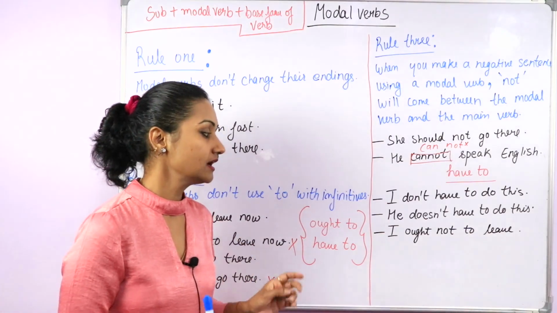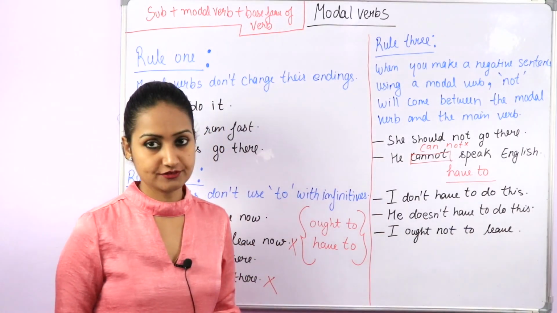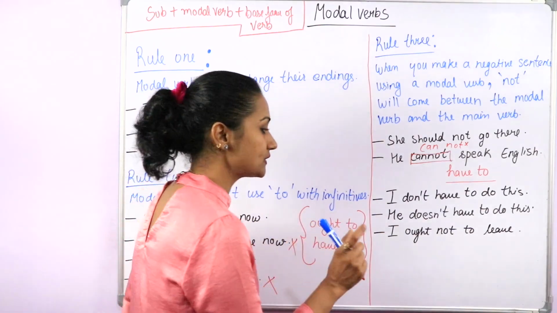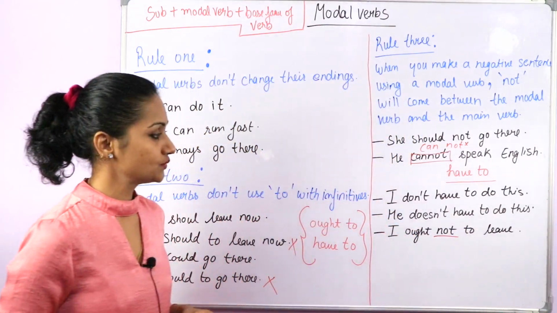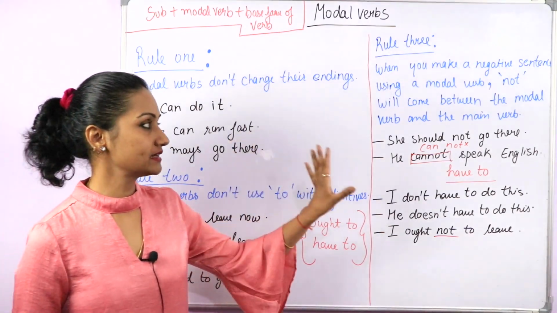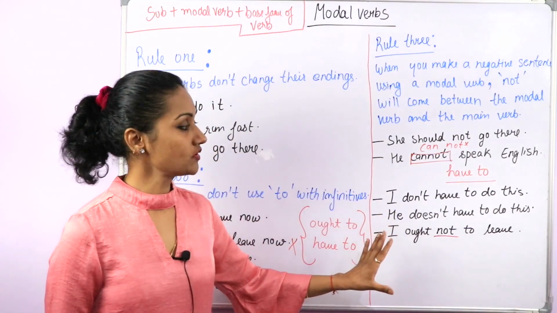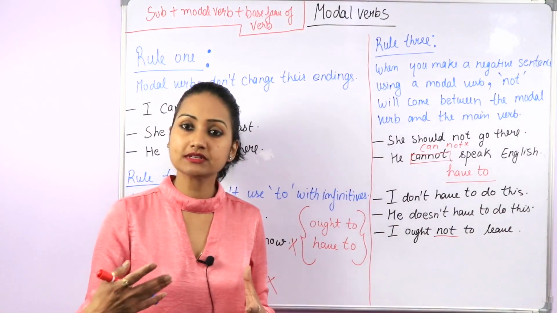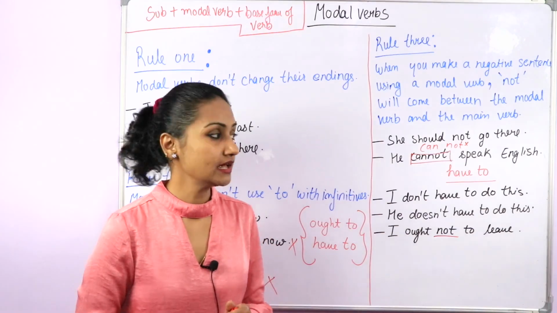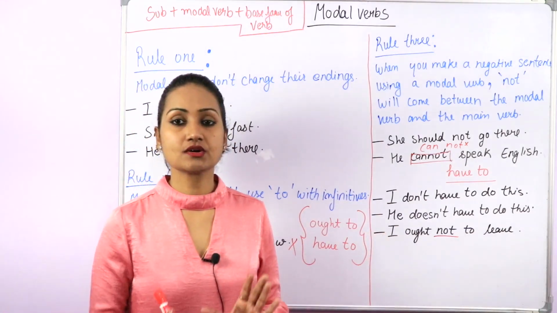That's incorrect. I ought not to leave. Okay, so not will come between ought and to. So this is the way you are going to make negative sentences. Now I'm not going to get too much into have to, ought to, because I'm going to cover that later in my videos. Right now I just want to concentrate on can and could.